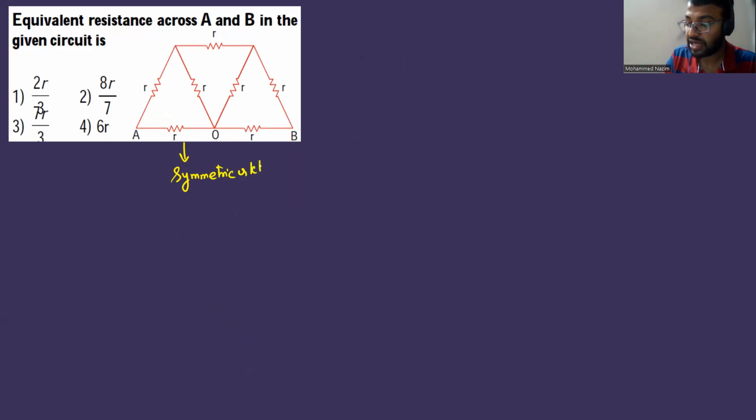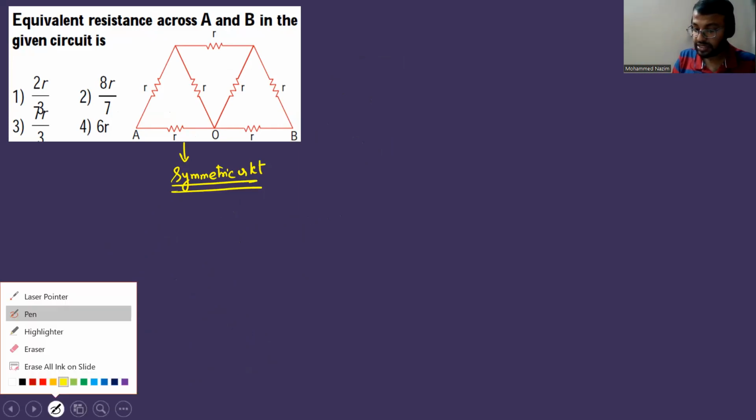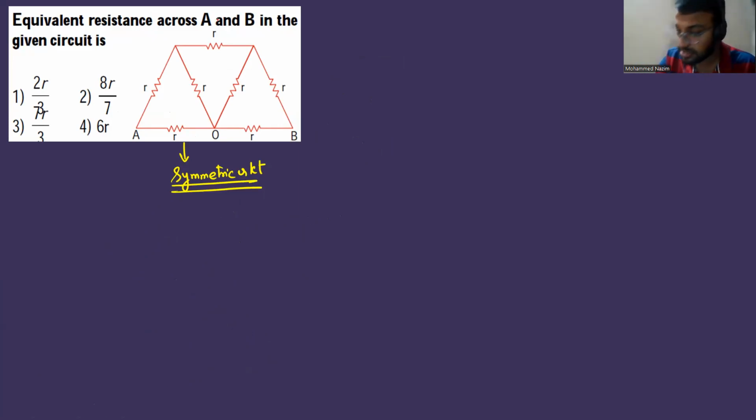There are many methods to calculate the equivalent resistance if it is a symmetric circuit. I will show you one simpler way. You can follow this. How do you understand that the circuit is symmetric? This is a line of symmetry, no? Don't you think this is a line of symmetry? It's like a mirror.